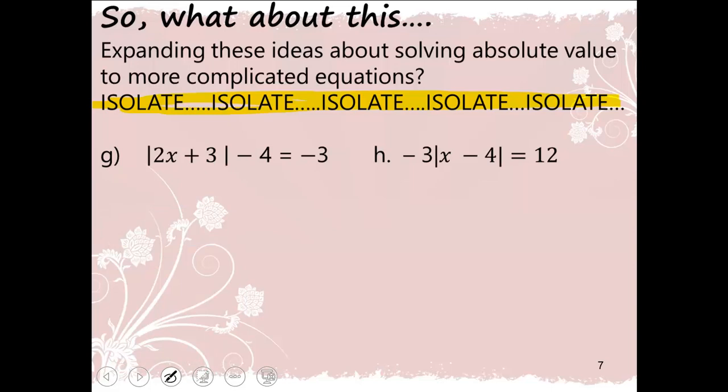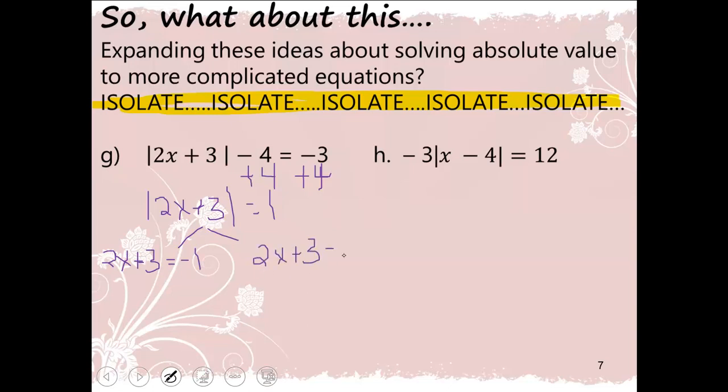So in order to isolate, I have to add this 4 to both sides. So I get absolute value 2x plus 3 is equal to 1. Now bust it into two equations. So 2x plus 3 equals -1, and 2x plus 3 equals +1. And you would solve from there, okay?